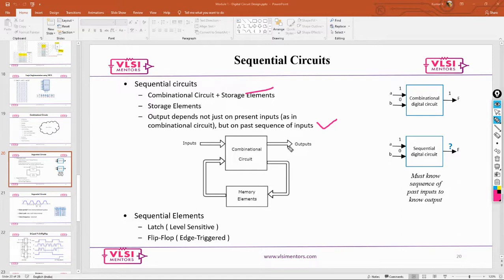Okay, so that is the beauty of a sequential circuit. You might have heard about something called flip flops, and there is also something called latches. These are the two types of sequential elements that you can say.